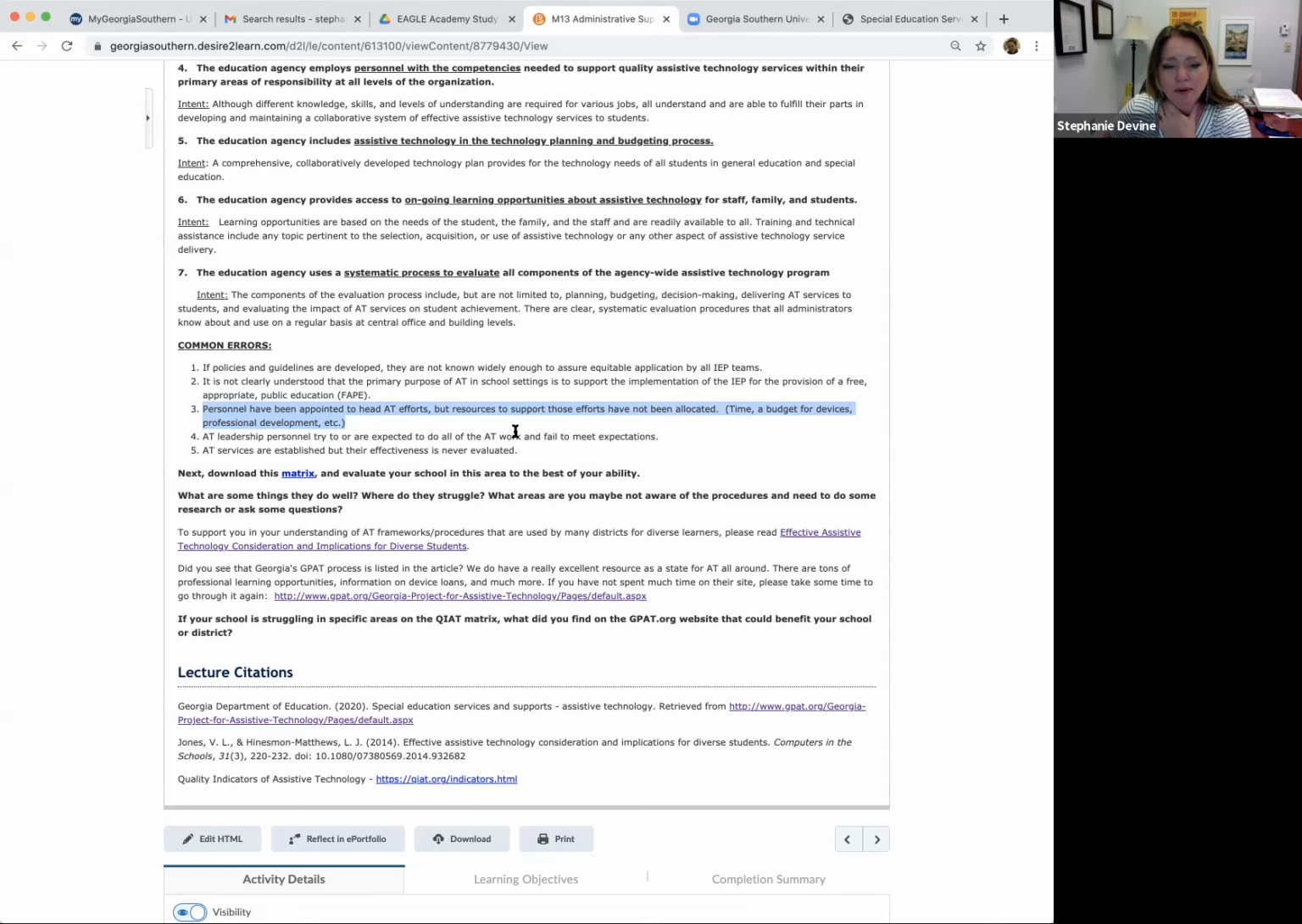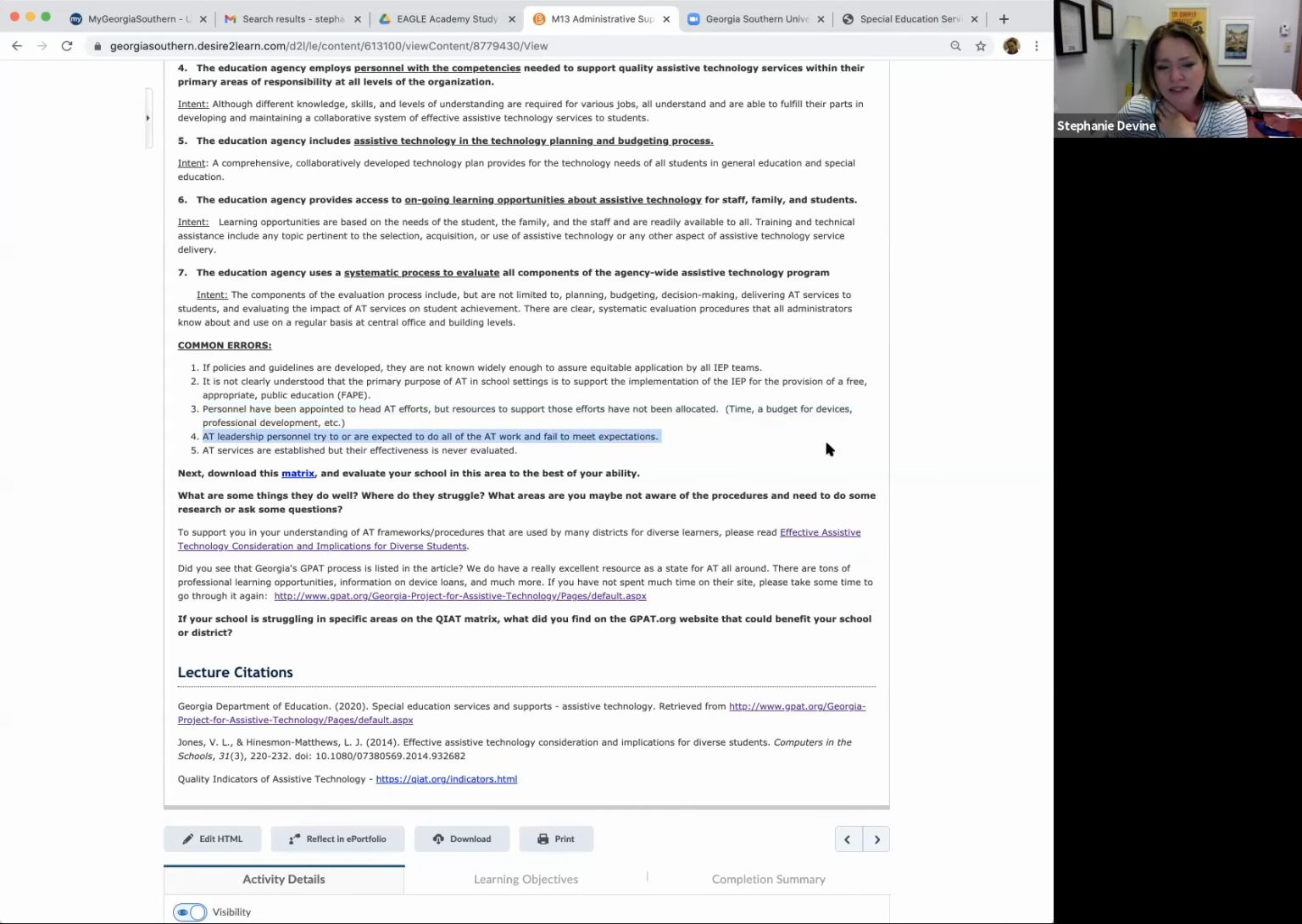Another common error: personnel have been appointed to head AT efforts, but resources to support those efforts have not been allocated. So they didn't give them time, they didn't give them any kind of a budget, they didn't give them any type of training opportunities, which sort of sets you up for failure there, right?